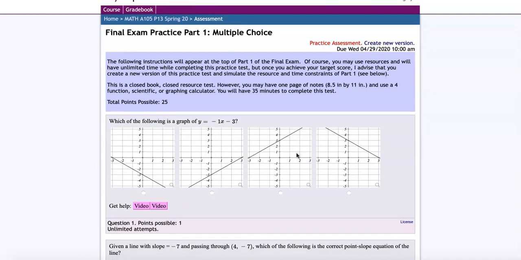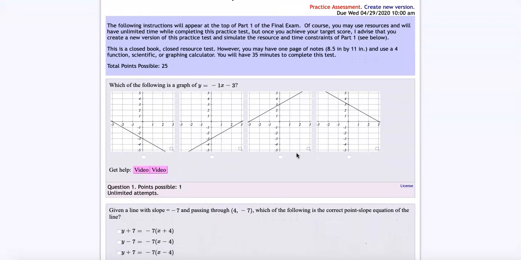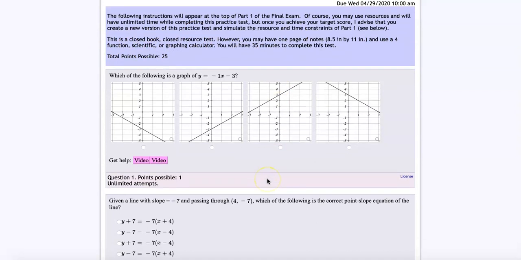Okay, so the following instructions will appear at the top of Part 1 of the final exam. This is a closed book, closed resource test. However, you may have one page of notes and use a 4-function scientific or graphing calculator. You will have 35 minutes to complete this test.